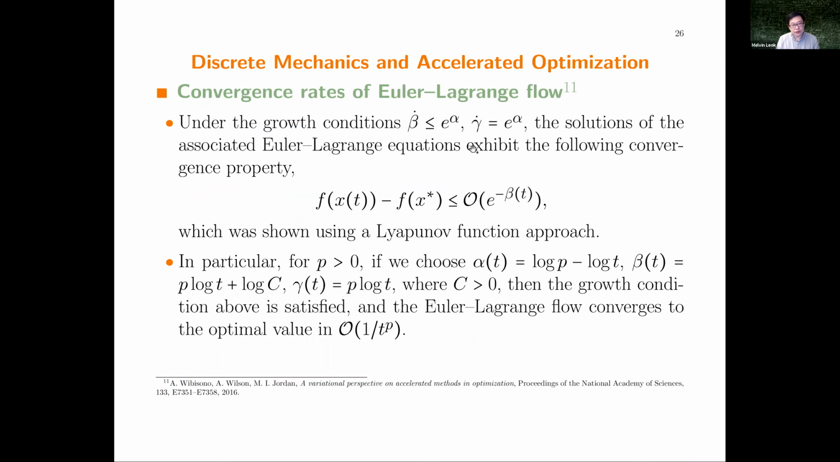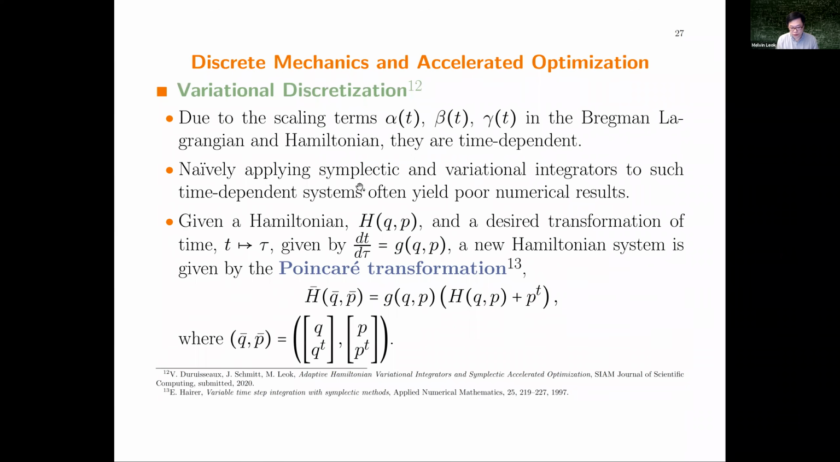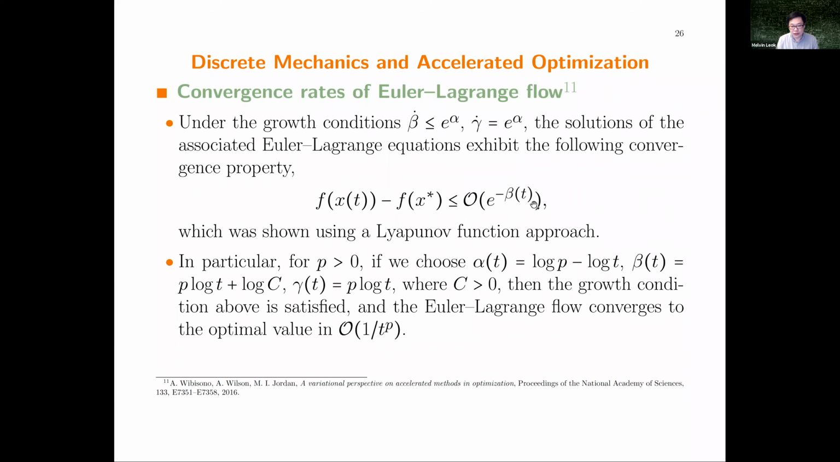So under certain assumptions, under growth conditions, the flow of this continuous time system converges at a prescribed rate to the minimizer. You can show this using a Lyapunov function approach. And if you just want to construct something which scales like 1 over t to the p, then you can choose alpha, beta, and gamma to be these things here. Then the growth conditions are satisfied, and the Lagrange equation converges to the optimal value in big O of 1 over t to the p.